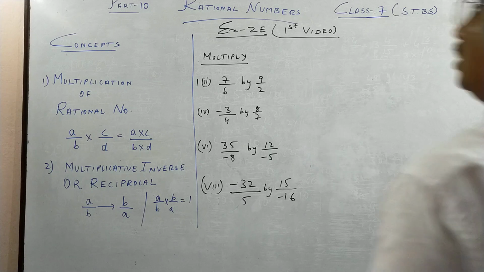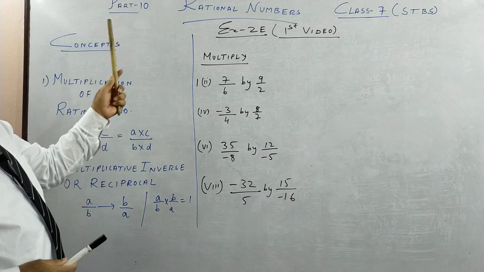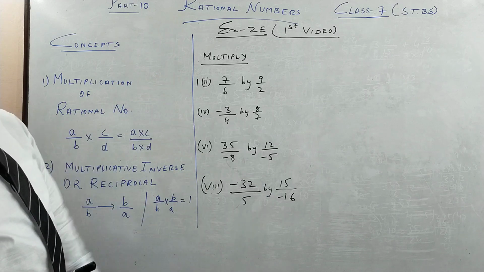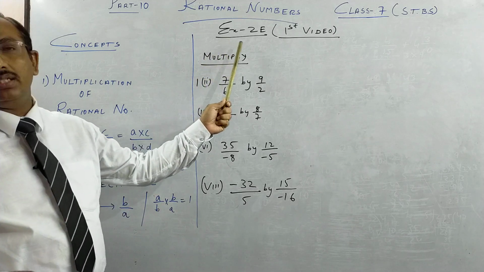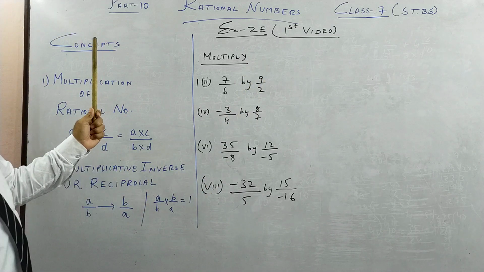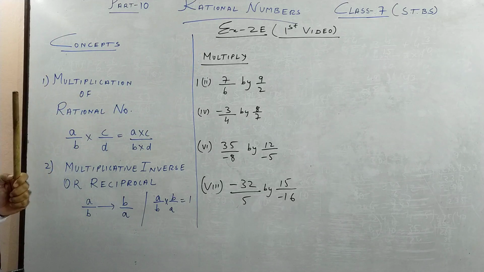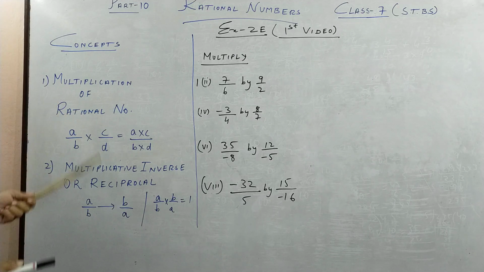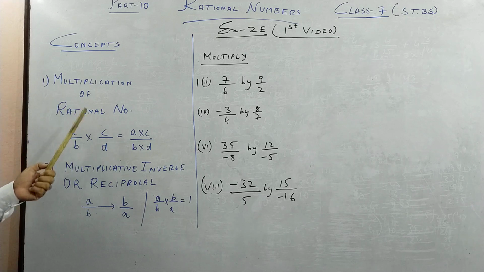So hello children, we move on to part 10 of our video lesson on rational numbers. We start exercise 2E, and this is my first video lesson on your exercise 2E, where we learn multiplication of rational numbers. We have already seen what rational numbers are, how we add, and how we subtract.